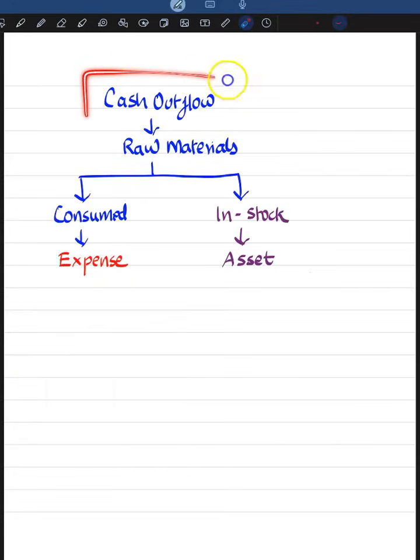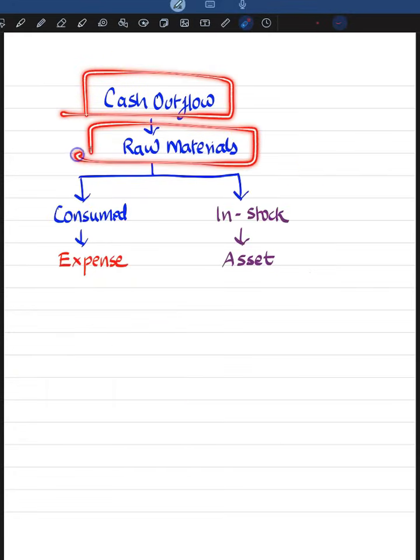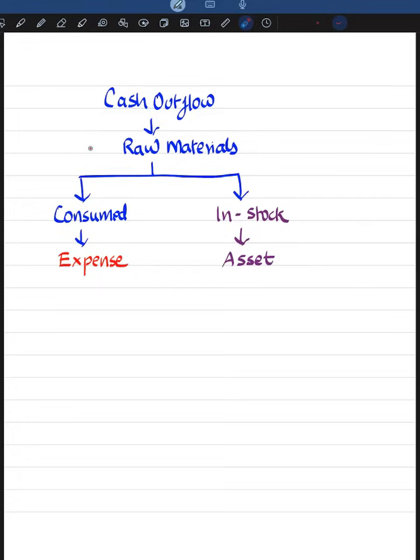only then we classify it as an expense. Take this example of cash outflow happening for purchase of raw materials. Let's say the raw materials are consumed in the production process and they are sold as manufactured finished goods. Then in that case, there is no future benefit because they are already consumed and they are also sold. There is no future benefit, so we call it an expense.